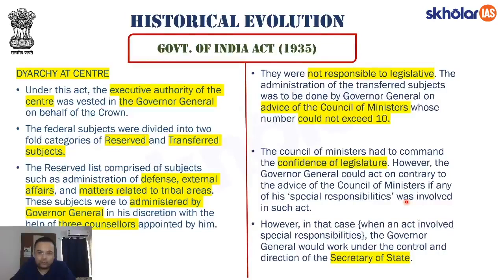As such, what do we see? What we see is that the Governor General had the power to not go by the aid and advice of the Council of Ministers on matters of transferred subjects. What exactly are we trying to say here?